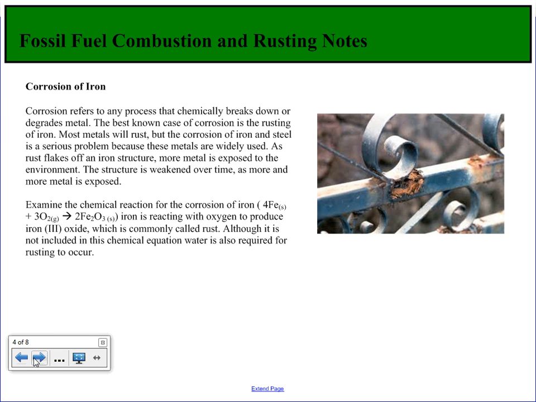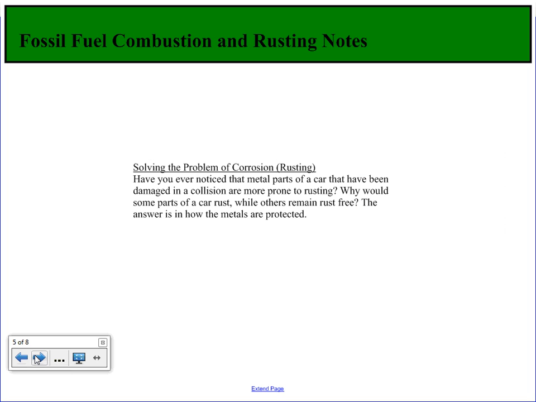So examine the chemical reaction of the corrosion of iron. We have iron plus oxygen gives iron(III) oxide, or rust. As it says there, iron is reacting with oxygen to produce iron(III) oxide, which is commonly called rust. Although it is not included in this chemical equation, water is also required for rusting to occur.